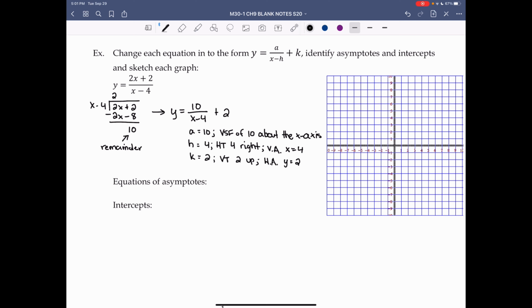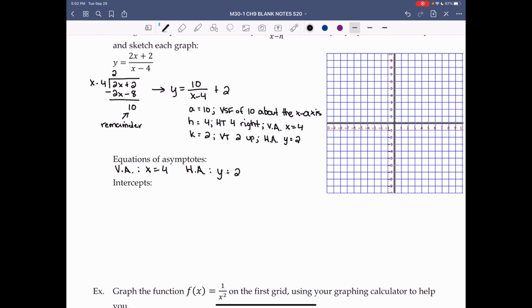Next part says equation of the asymptotes. What we just saw from h and k, our vertical asymptote is at x equals 4, and our horizontal asymptote is at y equals 2. The intercepts, for the x-intercept, we want to let y equal 0, or sub in 0 for y.